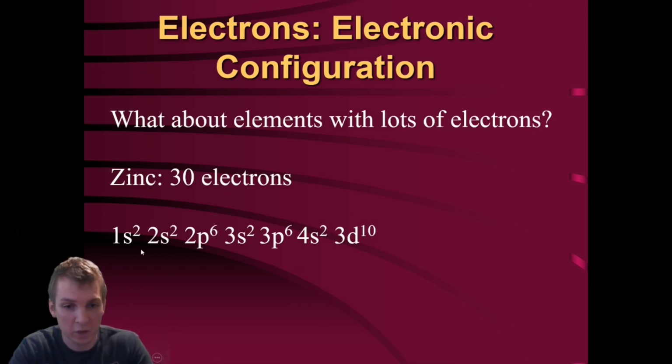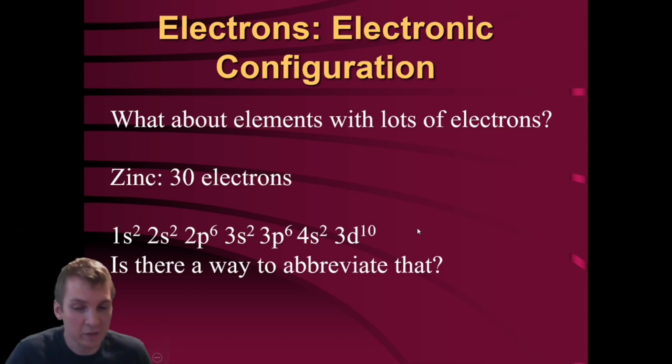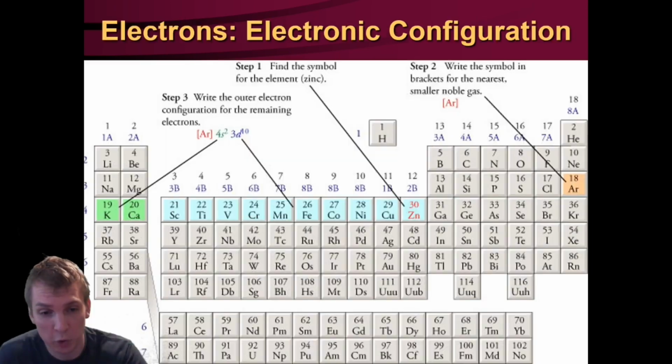All right, and just making sure that the s orbitals and the p orbitals don't exceed their maximums. S can hold 2, p can hold 6, and d can hold 10. And it looks like they're hitting their maximums here, so we're good with that. But is there a way to abbreviate that? Is there a way to make that shorthand? And the answer to that is yes, there is a way to make that shorthand.